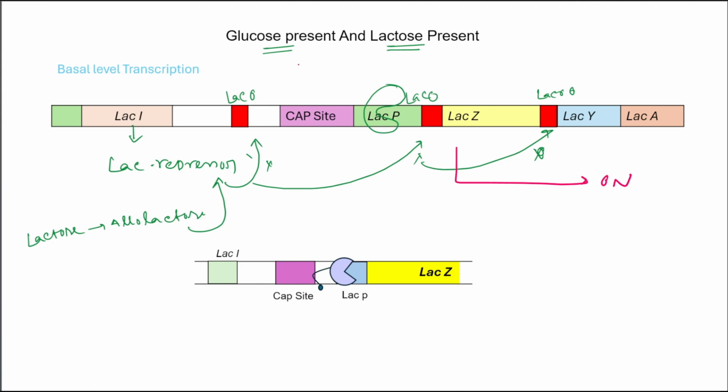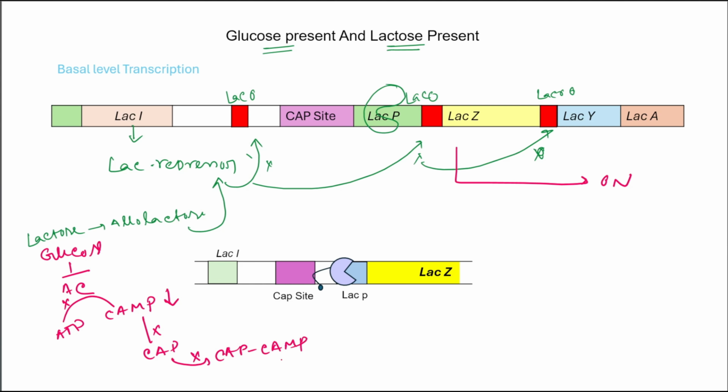So glucose is also present. That means glucose inactivates the adenylyl cyclase. So adenylyl cyclase cannot convert ATP to cAMP. So cAMP is low. So low cAMP cannot bind with the CAP, so it cannot form the CAP-cAMP complex. So the CAP-cAMP complex cannot bind in the CAP site. So without CAP-cAMP, RNA polymerase binds weakly to the promoter site, and the lac promoter is a weak promoter, we all know that. So no activation occurs.